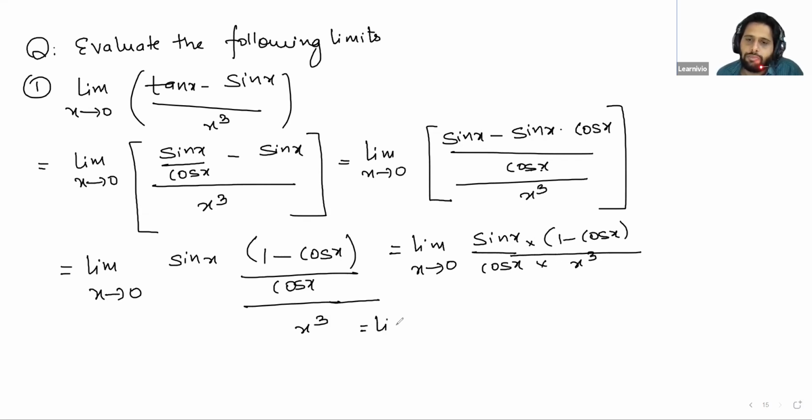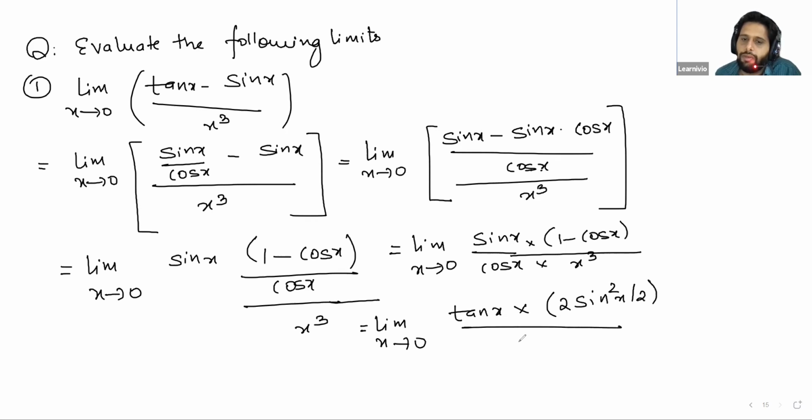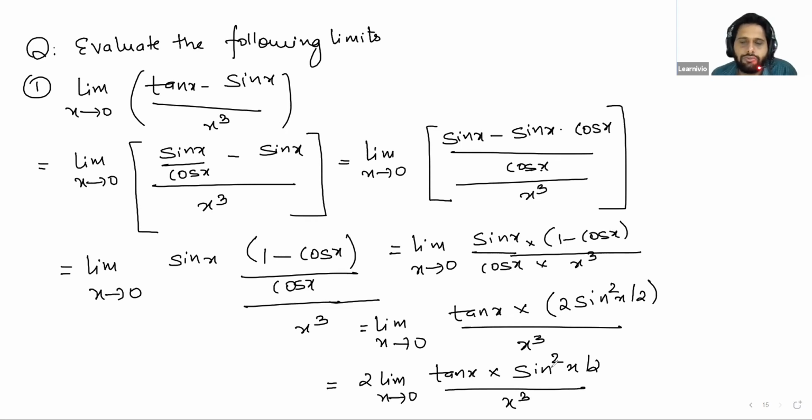Okay, so this is limit x tends to 0. This sin x by cos x is tan x into what is 1 minus cos x? 2 sin square x by 2 by x cube. So this will give you limit x tends to 0 tan x. This 2 is a constant which can be written outside this. So this will become 2. And this we have sin square x by 2 by x cube. Any doubt till now?